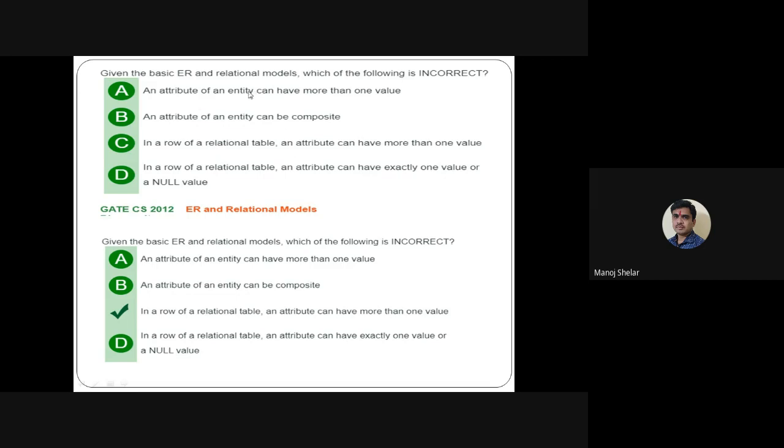So here the incorrect option is the third option. In a row of a relational table, a row means a tuple or record. Can an attribute have more than one value? No. Every row has only one value. Example: roll number, name and address are attributes. So roll number 1, name Manoj and marks 71. So, simple: in a row of the relational table, an attribute can have more than one value is the incorrect option of this question. The GATE exam 2012 question.